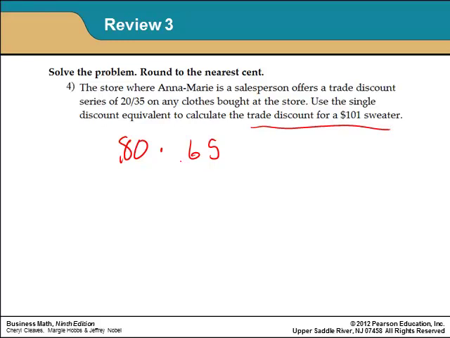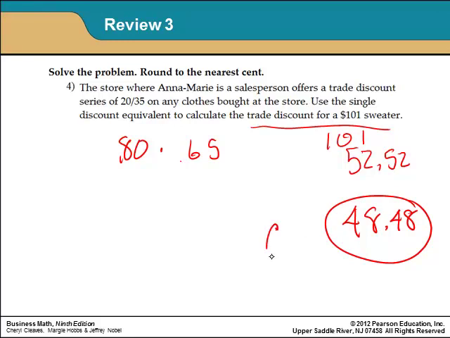So it would take 101 times 0.80 times 0.65, and the sale price is 52.52. So we would take 101 and we would get the trade discount is 48.48. Notice the difference. This is the discount, which was what they're asking for. This is the sale price.